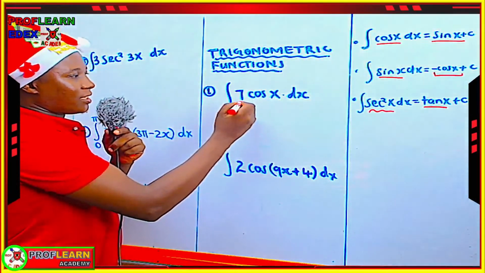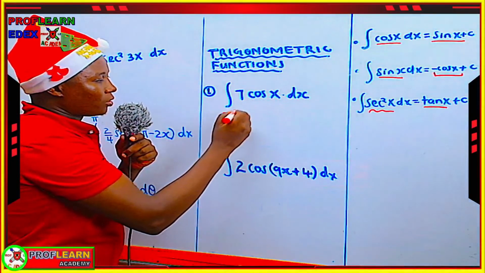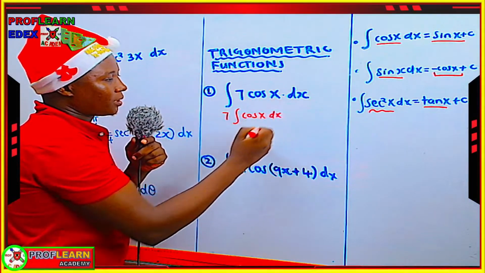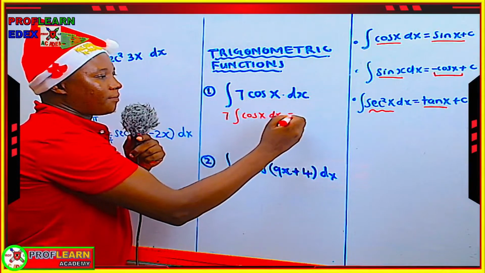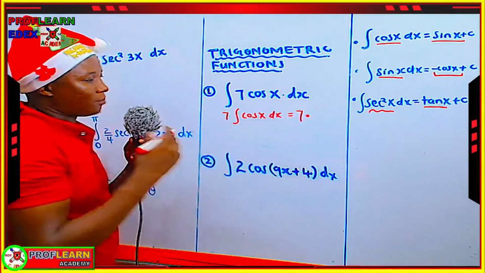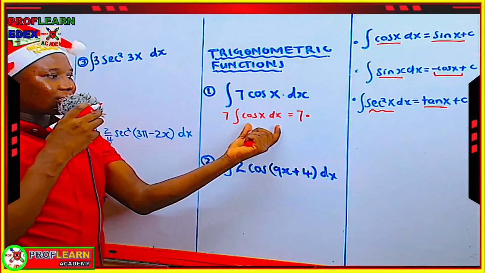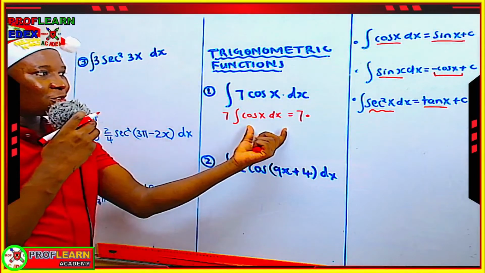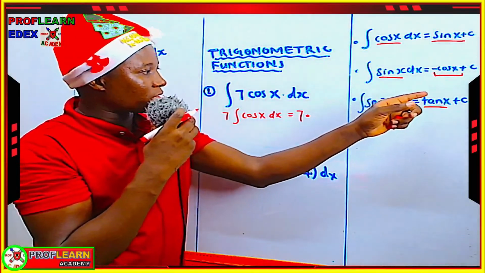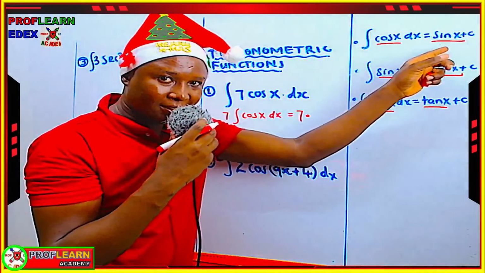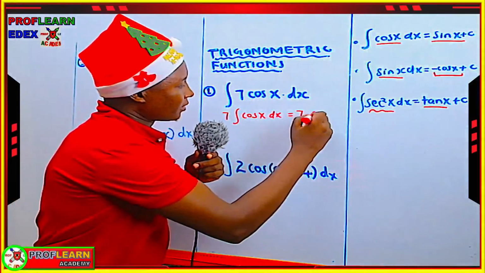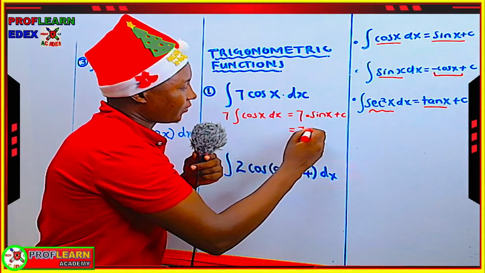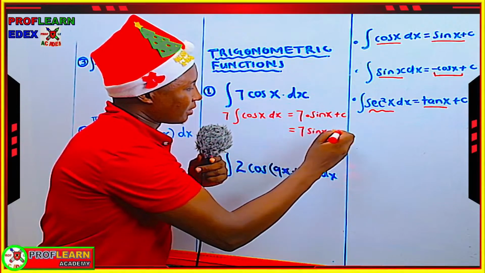Having a constant here, we can take it out. We remain with integrating cos x with respect to x, and this is going to be 7 times. What is the integration of cos x? The integration of cos x is going to be sine x. So meaning this is going to be sine x plus c. So our final answer becomes 7 sine x plus c.